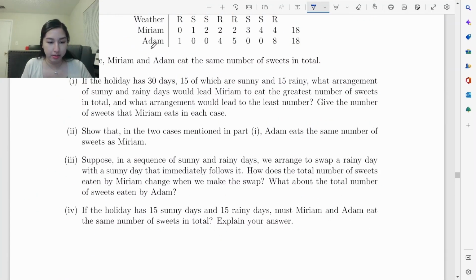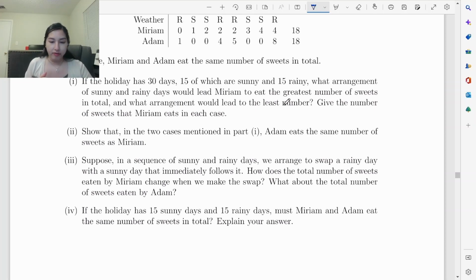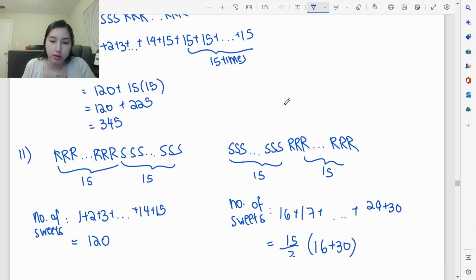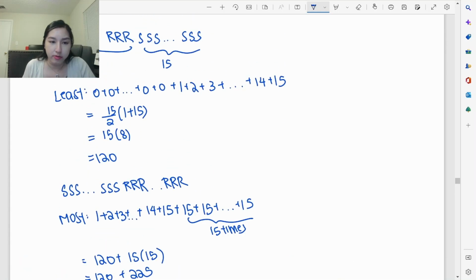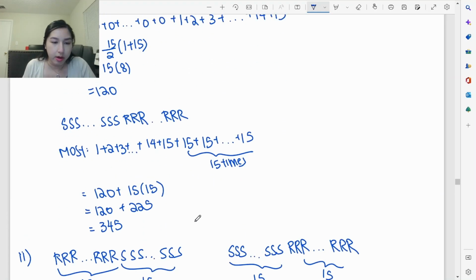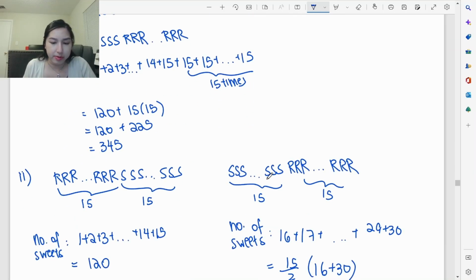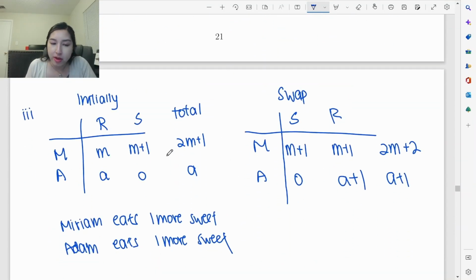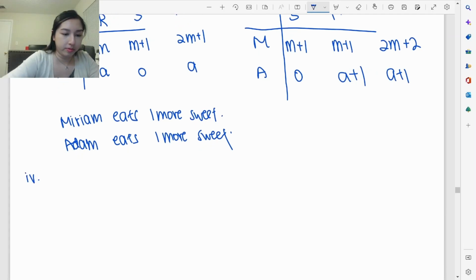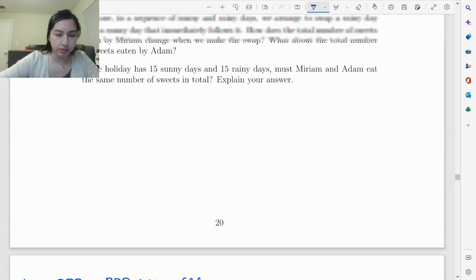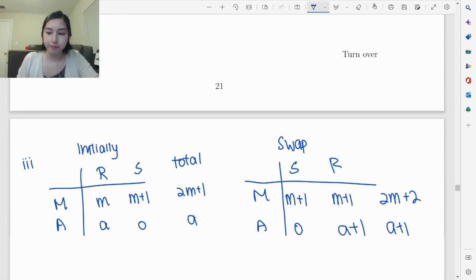Alright, and then the last bit here. If they have 15 sunny days and 15 rainy days, must they eat the same number of sweets in total? We just proved that in those two cases Adam eats the same number as Miriam. And we just proved that if we swap them, rainy, sunny to sunny, rainy, they both increase or decrease by the same amount. So how would we write this properly?